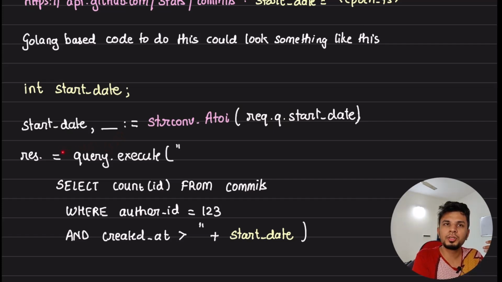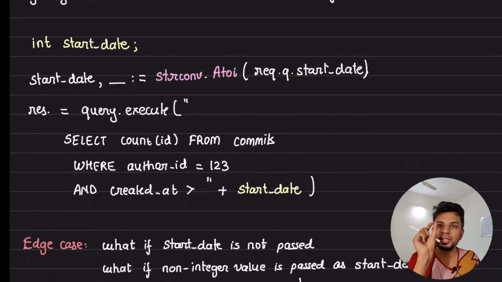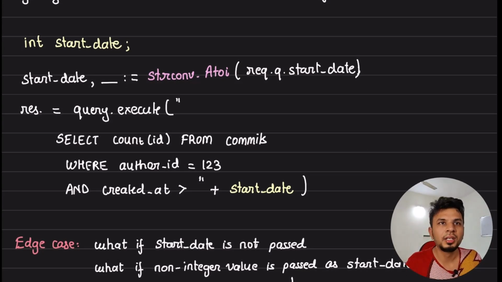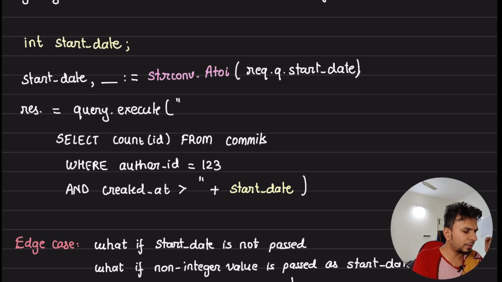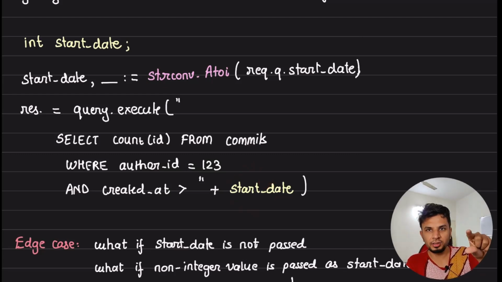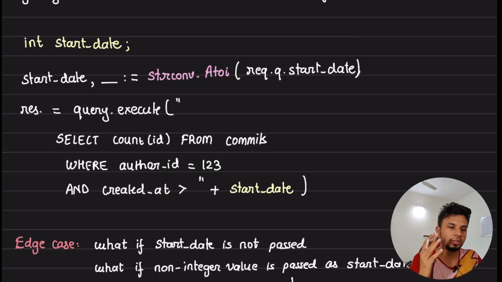So what you wrote is start_date, comma, underscore, which means you are ignoring the error, then colon equal to strconv.Atoi, and in brackets you are passing the query parameter. And then you are using the start_date, which is now an integer, in your SQL query and trying to execute it. So you fire a query like this: select count ID from commits where author ID is equal to 123 and created at is greater than start date. The start date being an epoch millisecond, you are literally injecting this integer into the query.